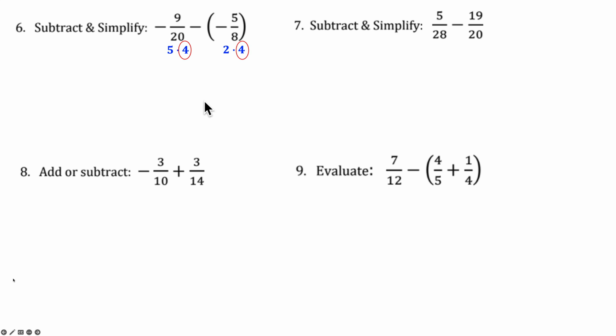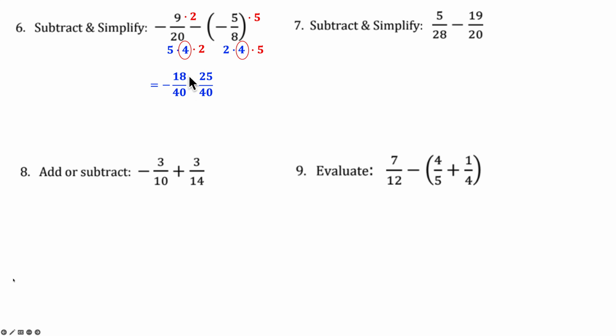And then we just do our crisscross with the factors that are not common. So this 2 is going to be multiplied top and bottom. This 5 is going to be multiplied top and bottom of the second fraction. So 5 times 4 is 20 times 2 is 40. So we're going to have negative 18 over 40. Then my minus negative is going to be a plus 25 over 40.